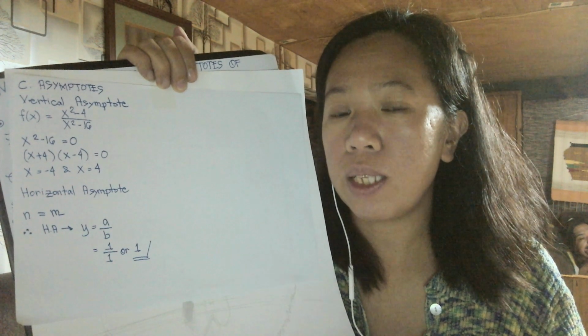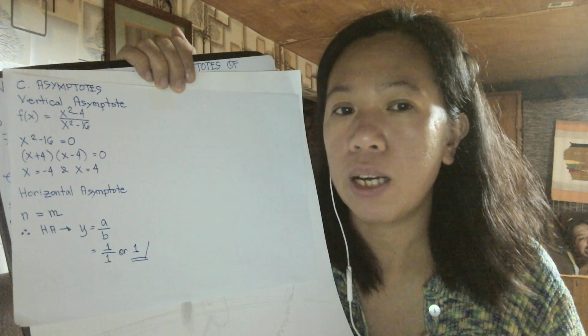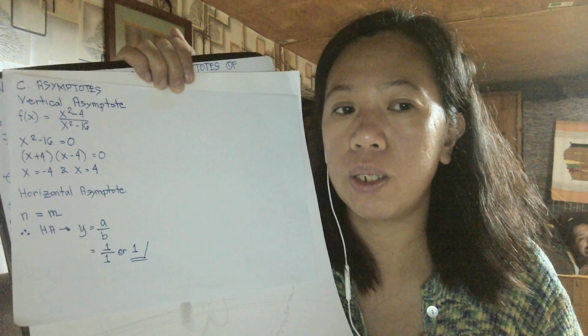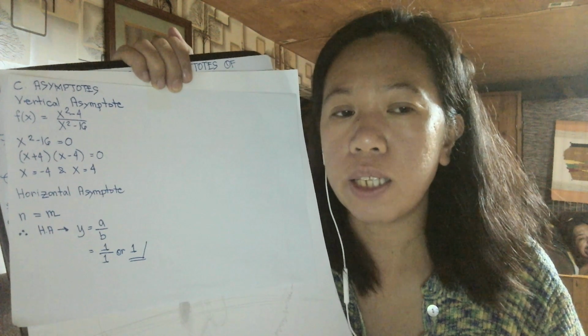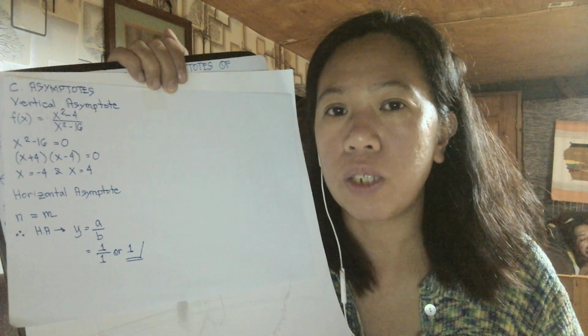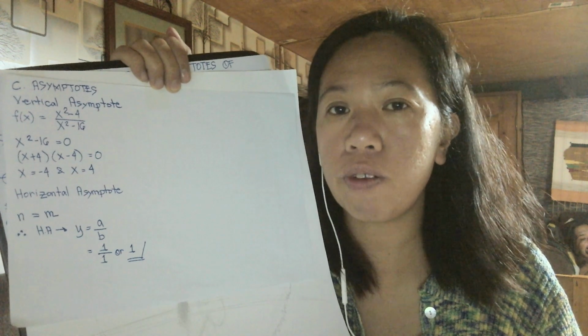So I hope with this example I have helped you understand further our lesson on the intercepts, zeros, and asymptotes of rational functions. Thank you for listening.